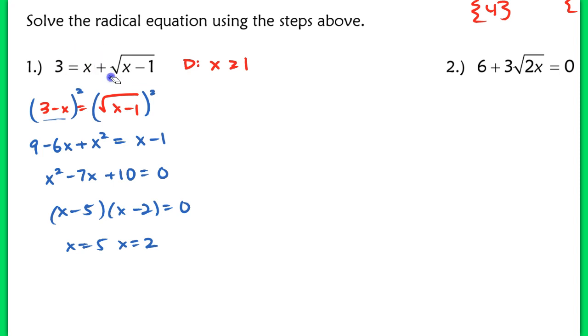So let's check to see if that actually works, 5 and 2. If we plug in 2, we have 3 equals 2 plus the square root of 2 minus 1, which is 1. So we add 2 plus 1 and we get 3. So 2 for sure works. So I'm going to put that in my solution set.